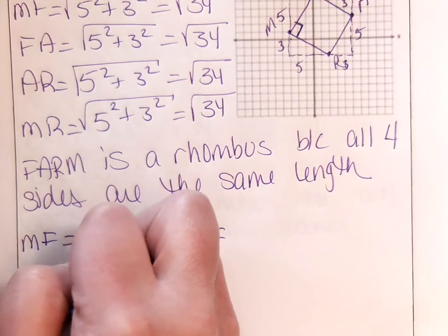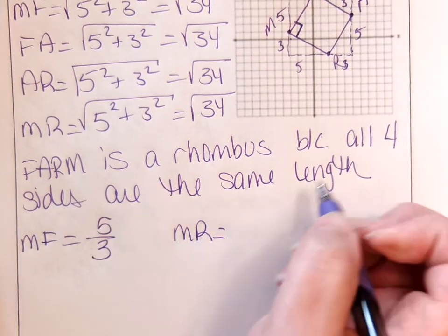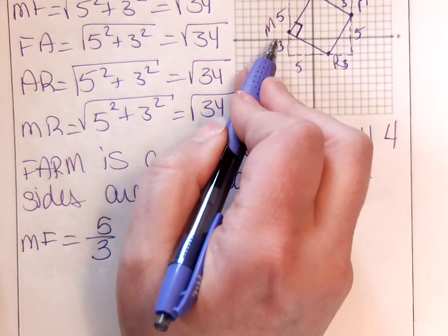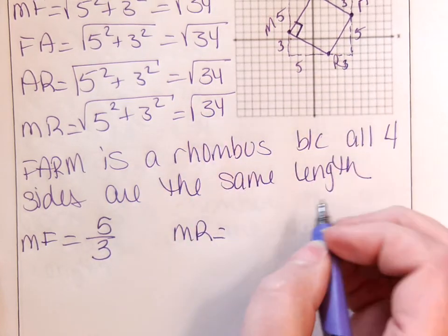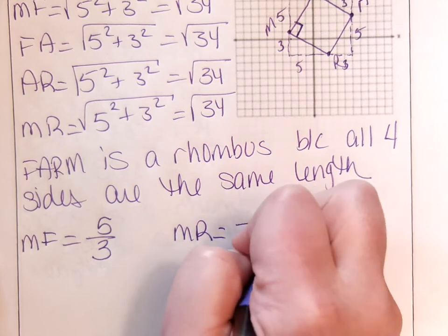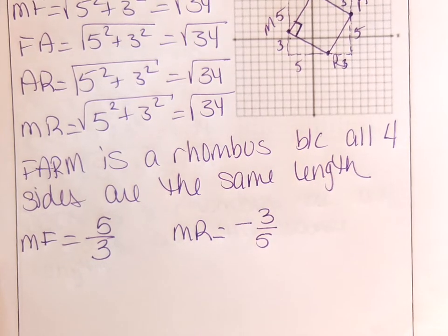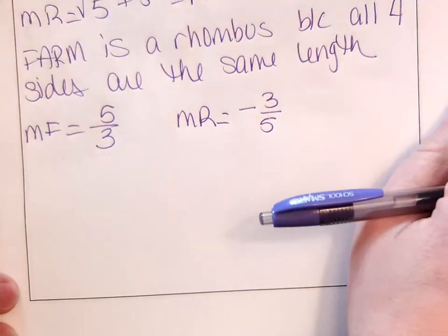So 5 over 3. MR is going down. So it's going to have a negative slope. It's going down 3 and right 5. So it's going to be negative 3/5. So those are opposite reciprocal. So therefore, angle M is a right angle, which would force all the other ones to be right angles as well. So that's what we write now.